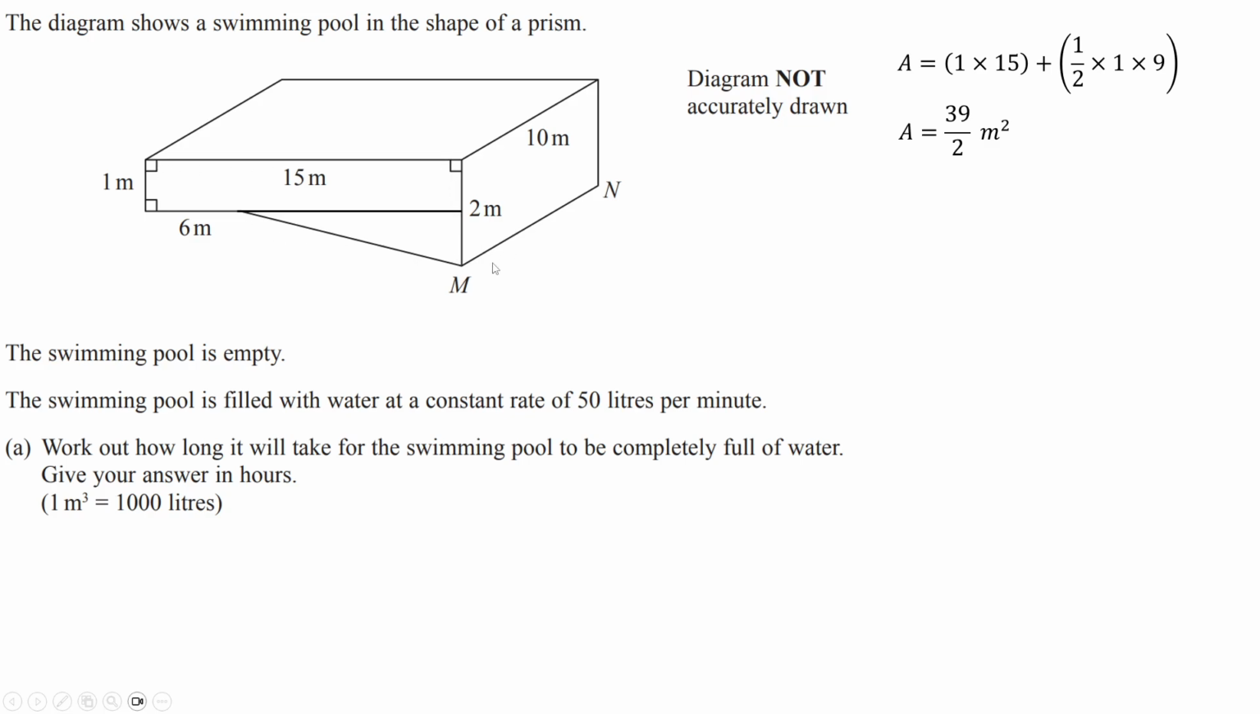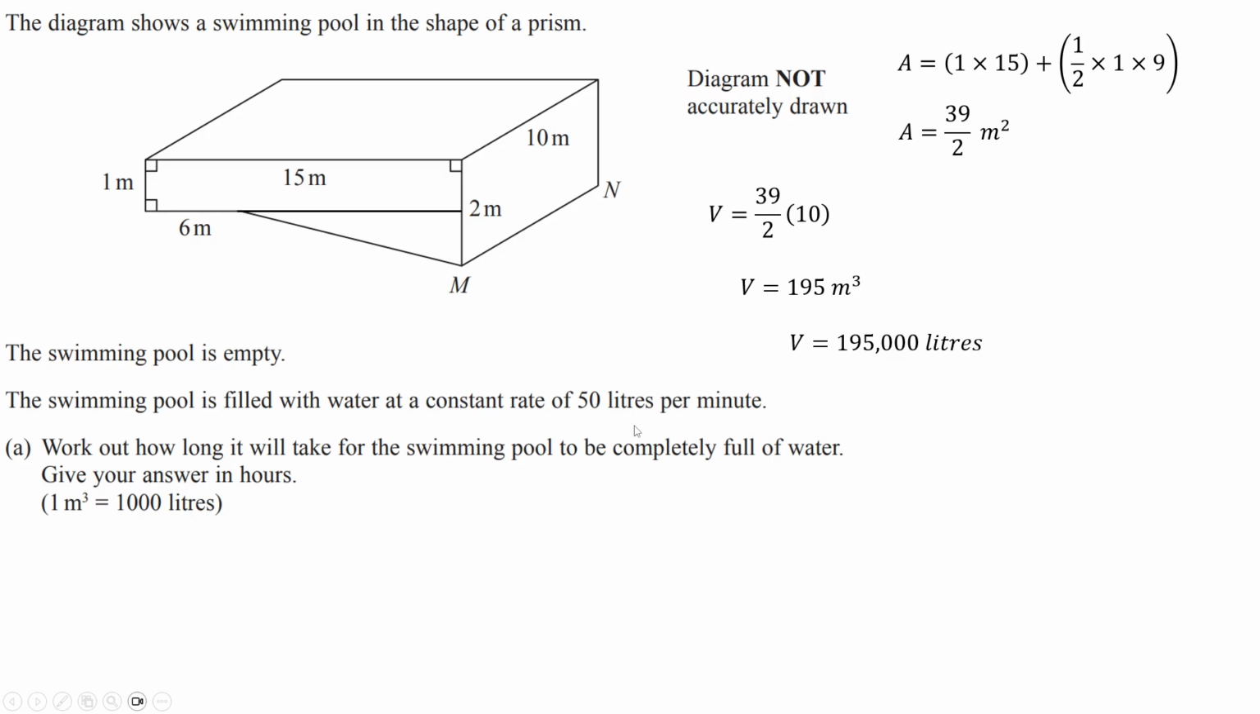Now if we multiply that by 10, to get the volume, you'll get 195 meters cubed. And we're told that to get from meters cubed to liters, you need to times by 1,000. So we'll times this by 1,000 to get it into liters. You could have also just divided this by 1,000 to work only in terms of meters cubed, sorry.